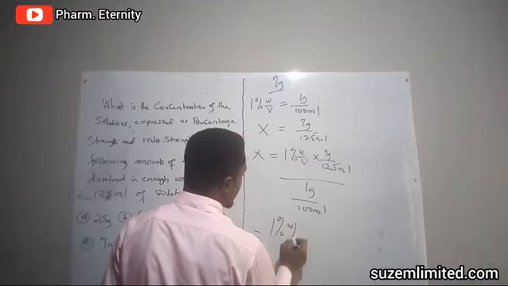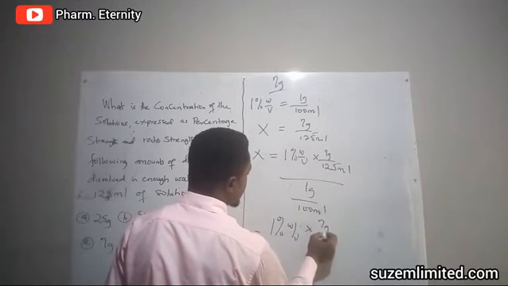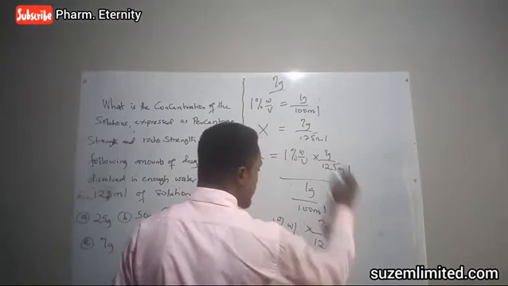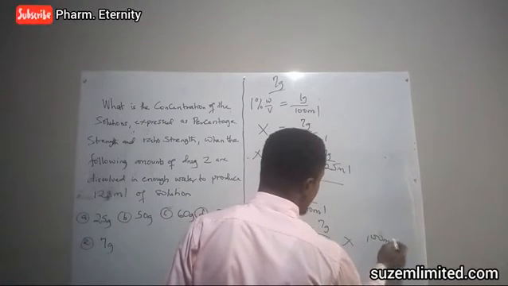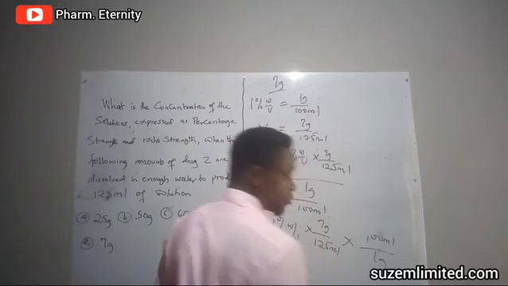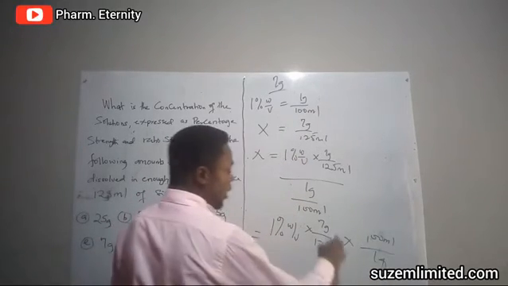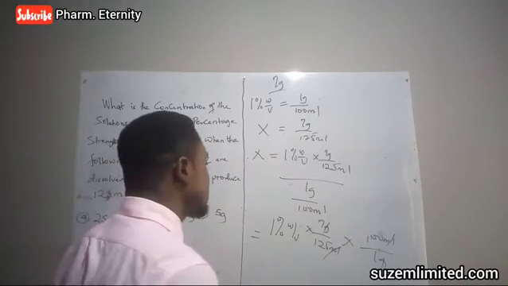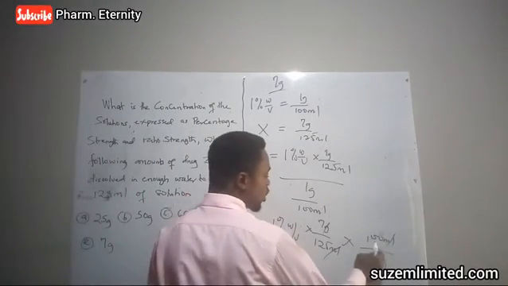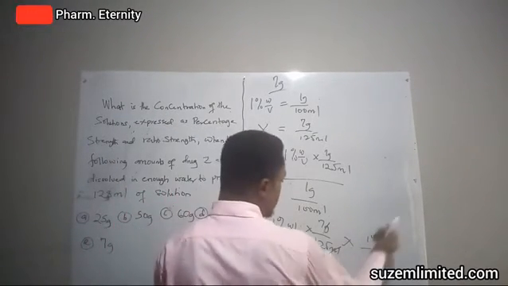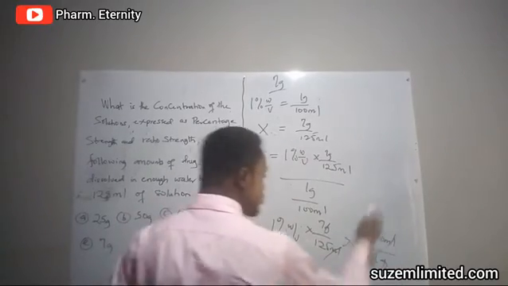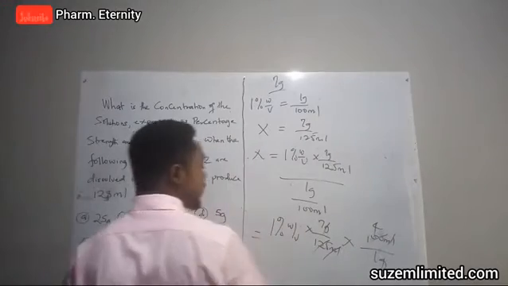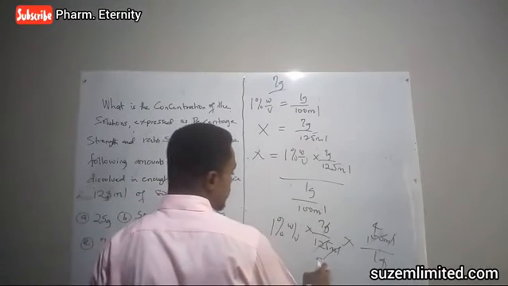So this will give us 1% weight per volume times 7 gram over 125 ml, times 100 ml over 1 gram. Gram will cancel gram. Ml will cancel ml. So what will happen next? Let's use 25. 25 divides 100 to give us 4. 25 divides 125 to give us 5.